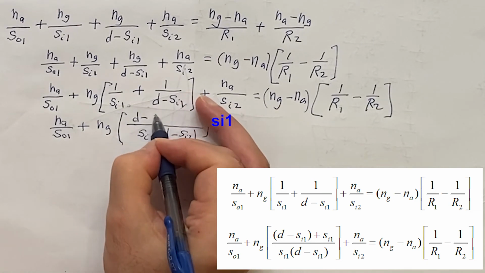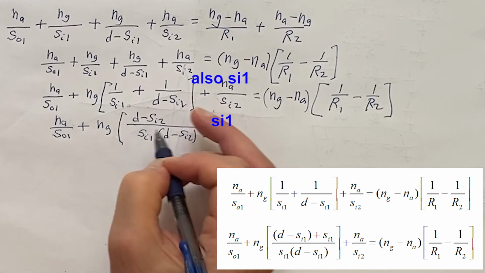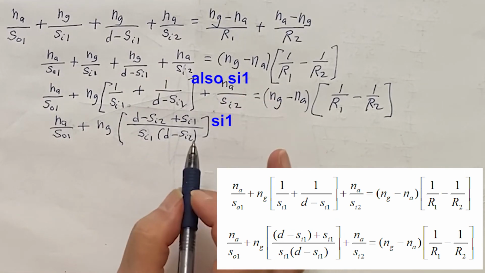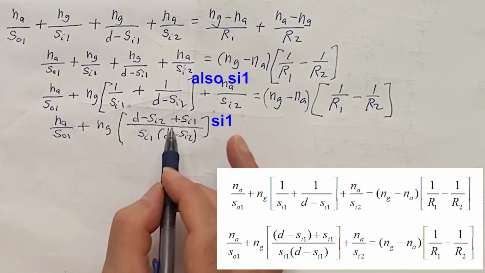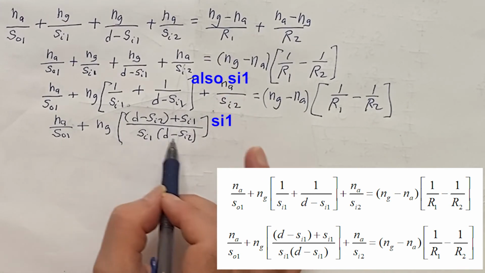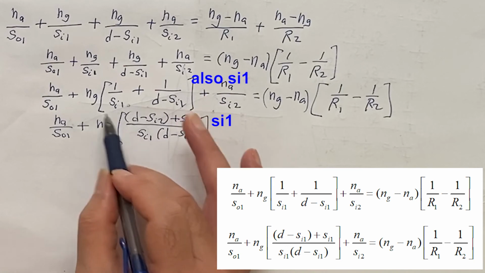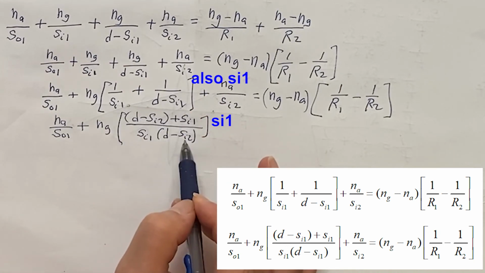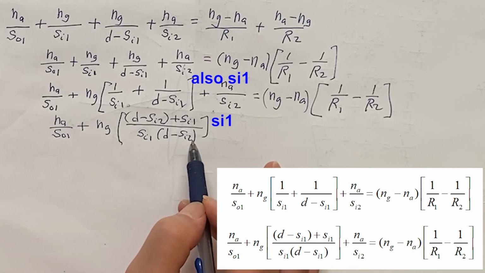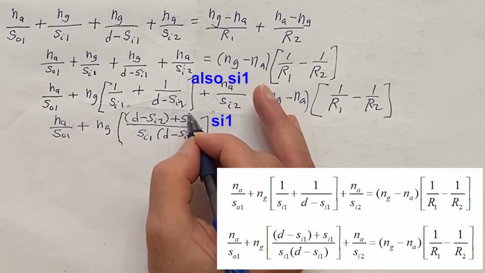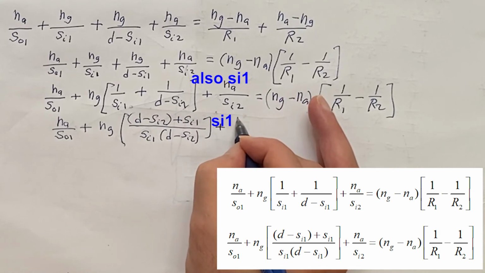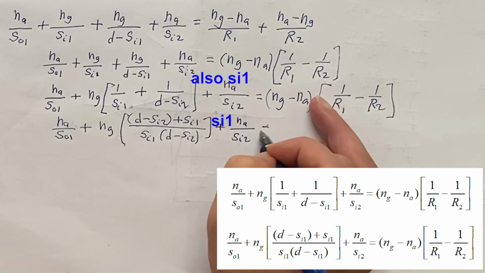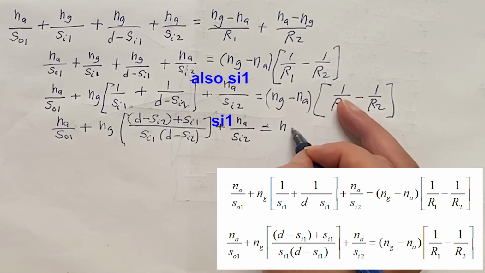So this is D minus SI2 plus SI1. If you look at this first term here, it would cancel that and it would be the 1 over SI1. And then when you go to the next term, the SI's cancel and you would have the 1 over the D minus SI2 term. A little 2 there. And this is then plus NA over SI2. And this is equal to then the same thing.